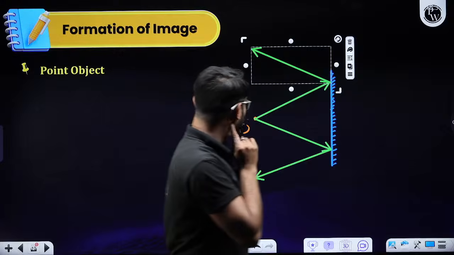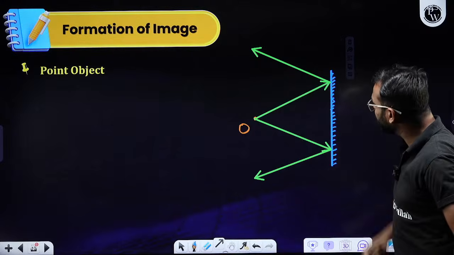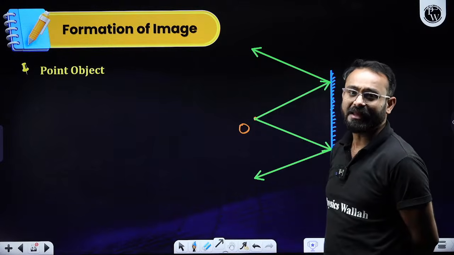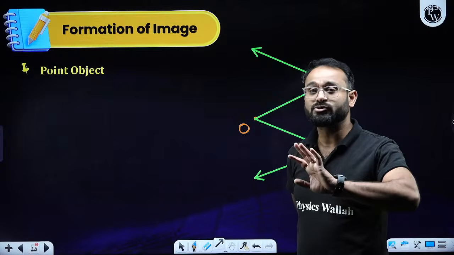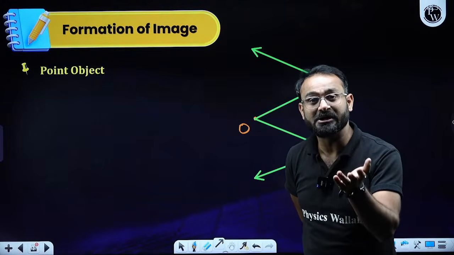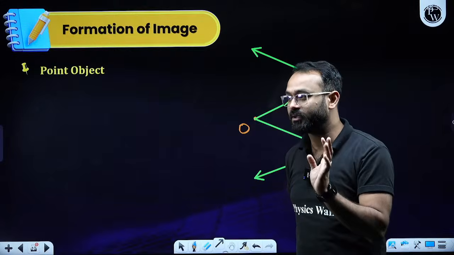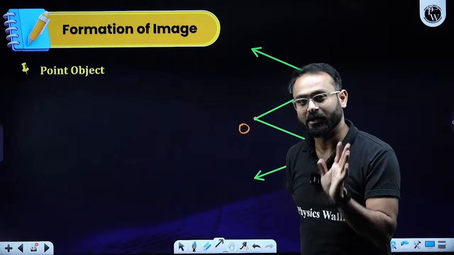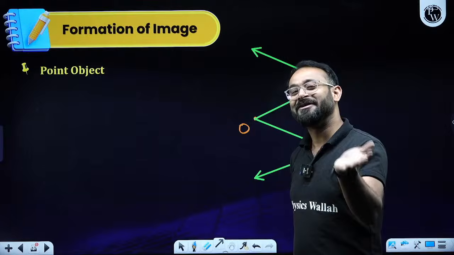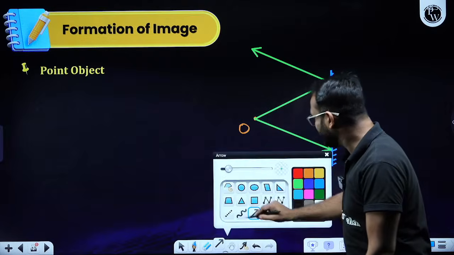Sir, but still they are not going to meet each other. How is the image going to form? See, in the plane mirror, the reflected rays do not actually meet. They appear to meet. Got it, Nikhil? Happy? They will appear to meet. How?